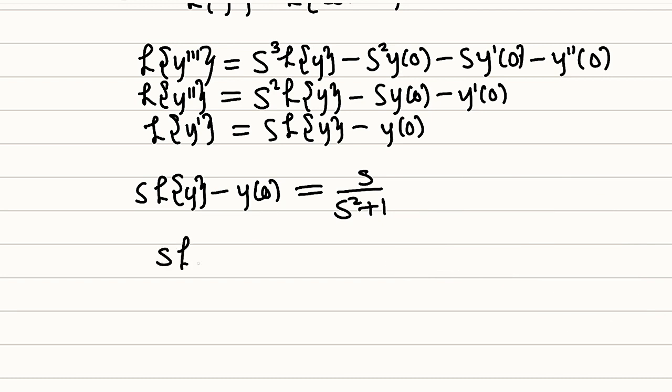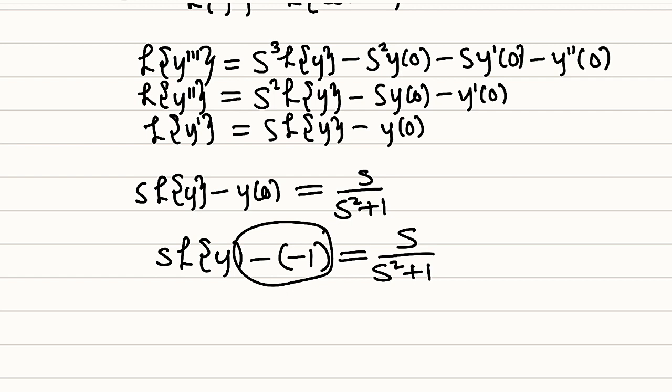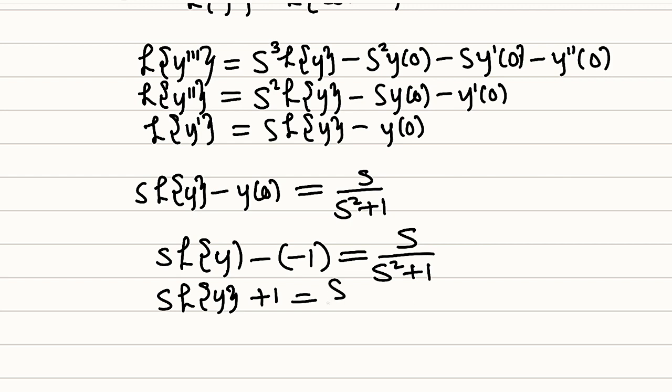s multiplied by the Laplace transform of y minus -1. And to the right, we have s divided by s squared plus 1. The whole of this becomes 1 because minus minus is plus. So we have s multiplied by the Laplace transform of y plus 1, and this is equal to s divided by s squared plus 1.